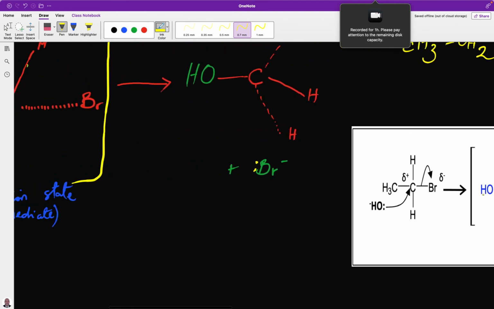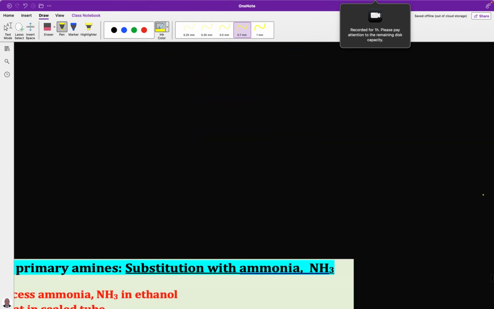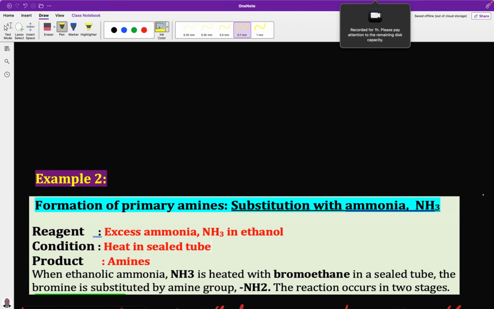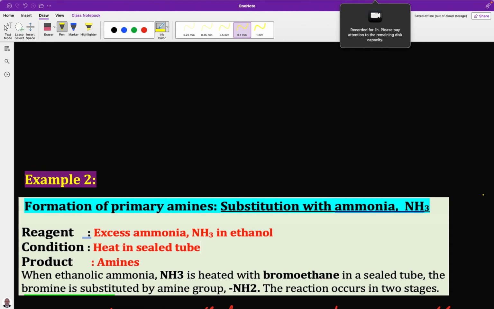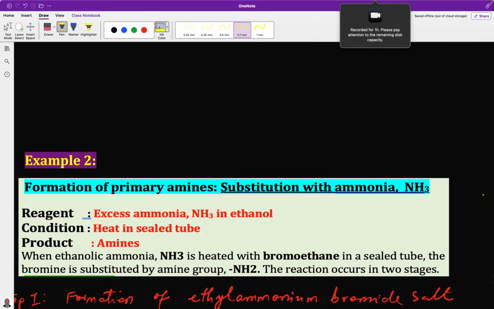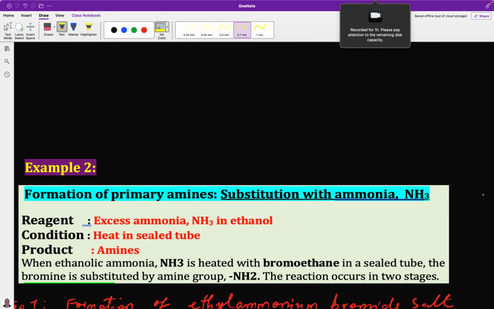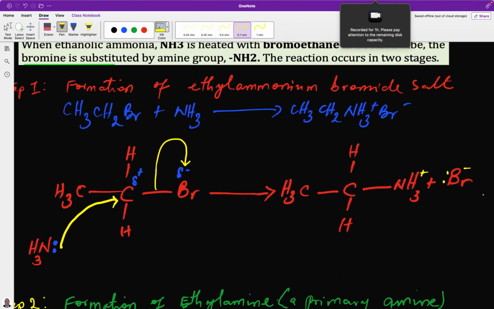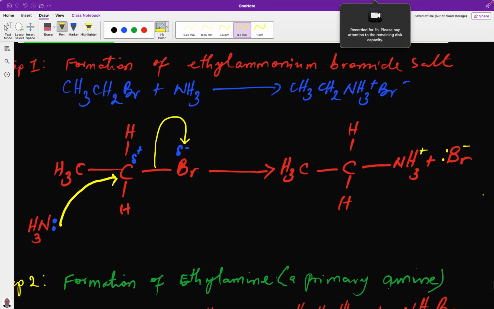It took us again to our second example. Our second example was the formation of a primary amine. And our example was substitution with ammonia. We had excess ammonia, and this is done in a sealed tube, but not in a reflux. So the same procedure, but in this case, it is a two-step process, irrespective of the fact that it is a primary halogenoalkane.